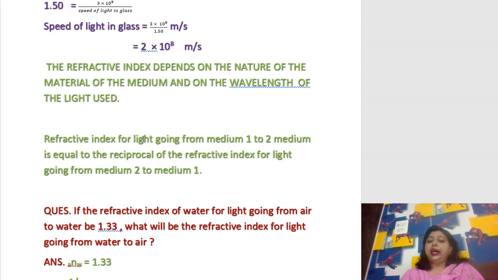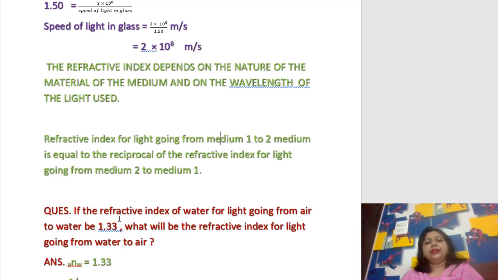The refractive index for light going from medium 1 to medium 2, meaning when light is going from the first medium to the second medium, is equal to the reciprocal of the refractive index for light going from medium 2 to medium 1. It will be the reciprocal for medium 2 to medium 1. If you have a doubt, we will solve this numerical, then I think it becomes more clear to everyone.